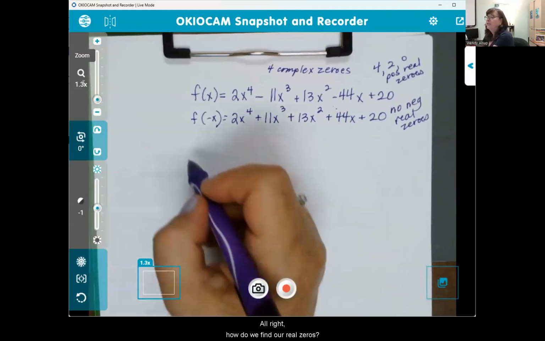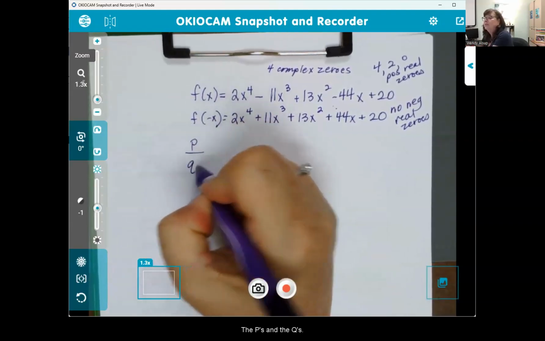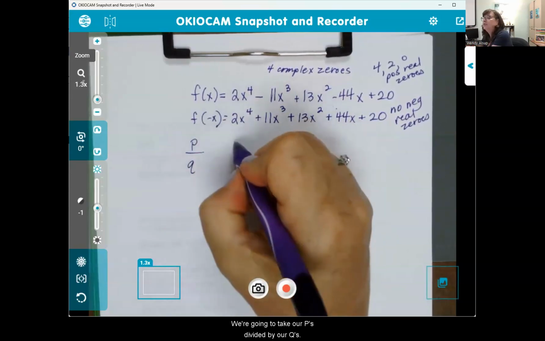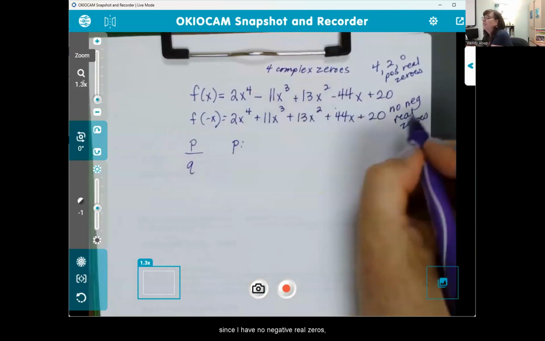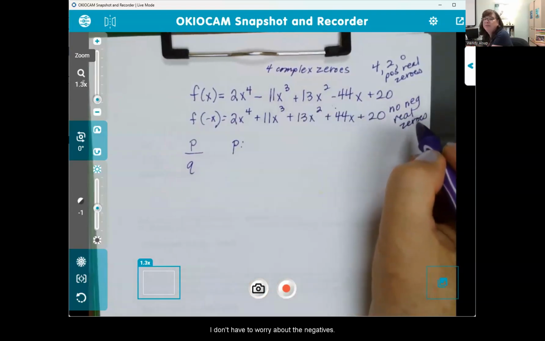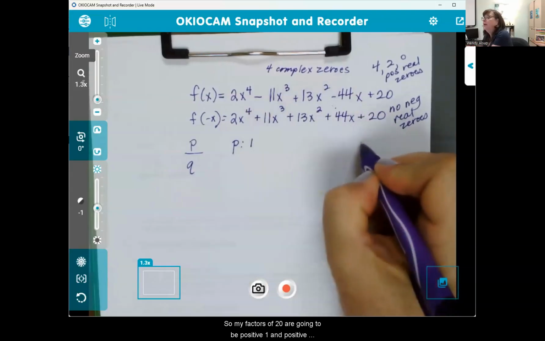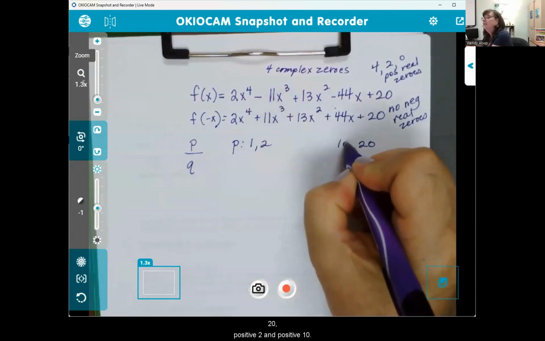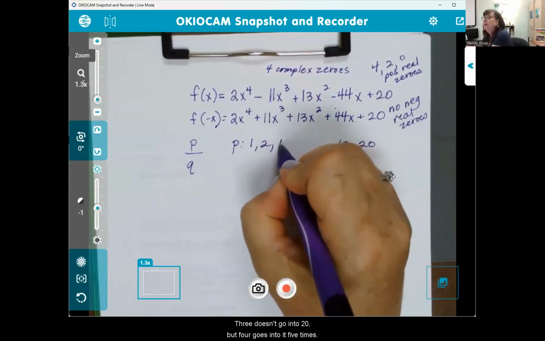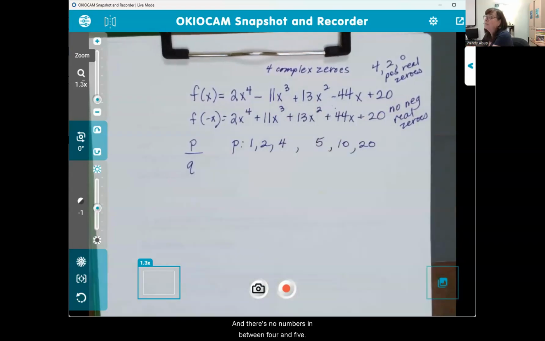How do we find our real zeros? Remember the p's and the q's. We're going to take our p's divided by our q's. Our p's are our factors of 20, which since I have no negative real zeros, I don't have to worry about the negatives. So my factors of 20 are going to be positive 1 and positive 20, positive 2 and positive 10. 3 doesn't go into 20, but 4 goes into it 5 times, and there's no numbers in between 4 and 5. So there you go.